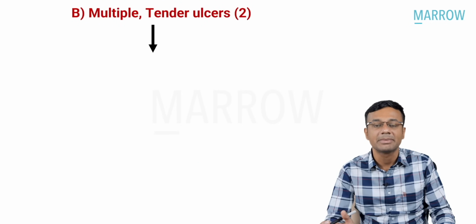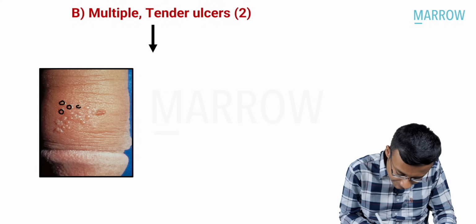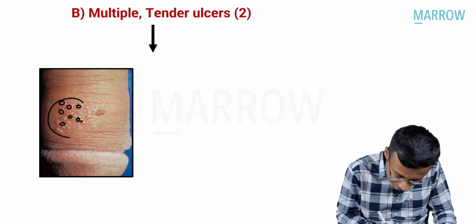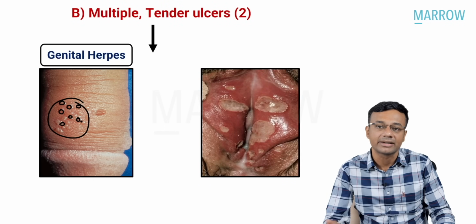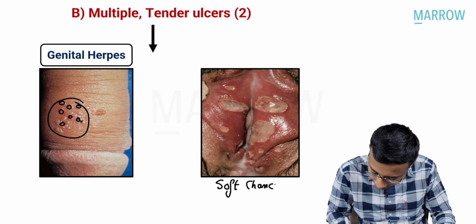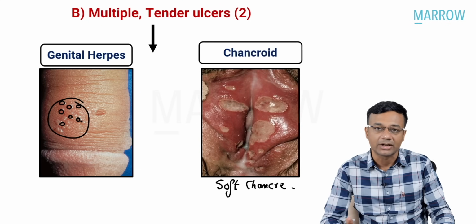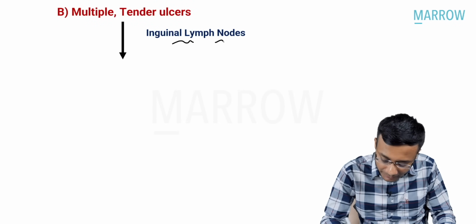Then when we examine a patient with multiple tender genital ulcers, there are 2 important differential diagnoses. If a patient has vesicles, so you can see these grouped vesicles, then we talk about genital herpes. And if a patient has multiple tender ulcers, which is also referred to as soft chancre, then the differential becomes chancroid.